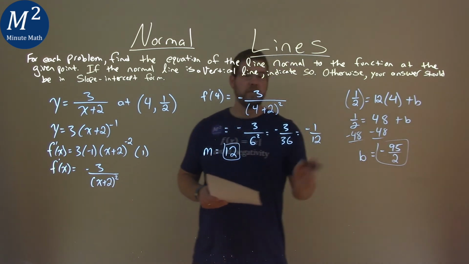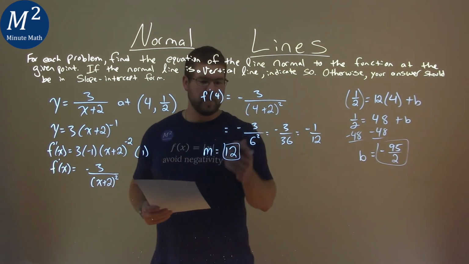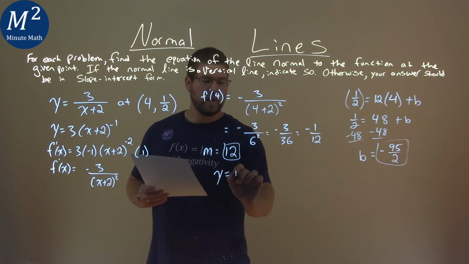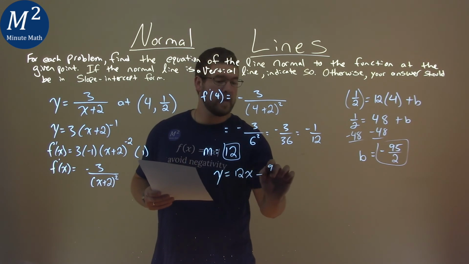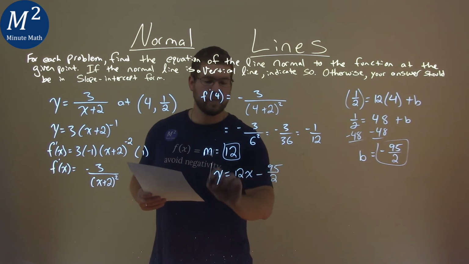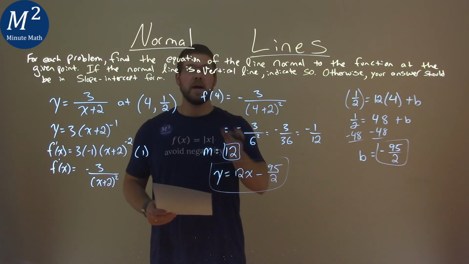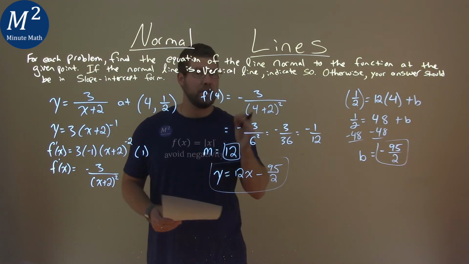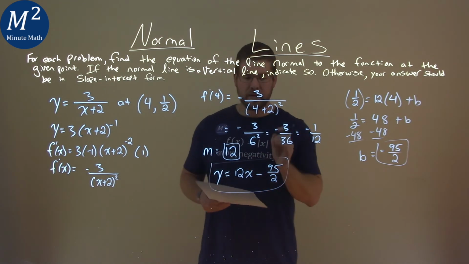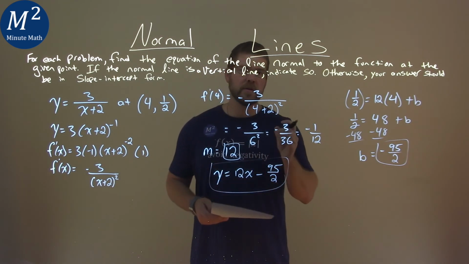So we have the b value, we have the m value, we can find the equation of the line. y = 12x - 95/2. And so there we have the equation of the line normal to the function at (4, 1/2), and that equation is y = 12x - 95/2.